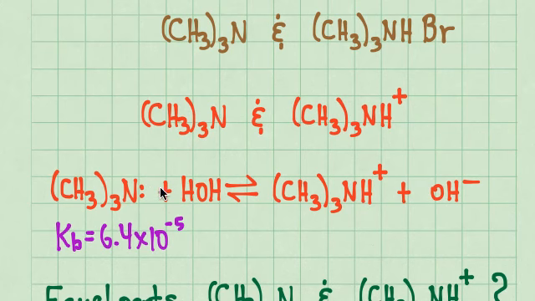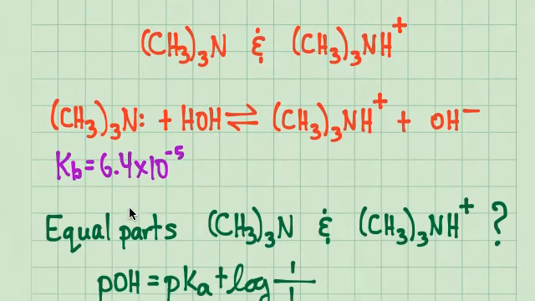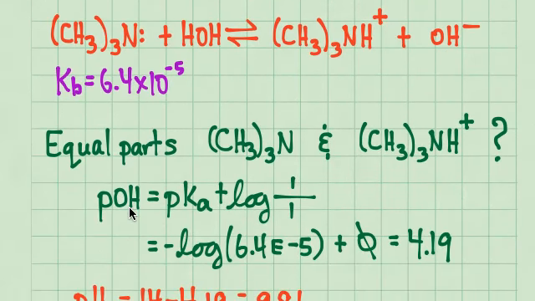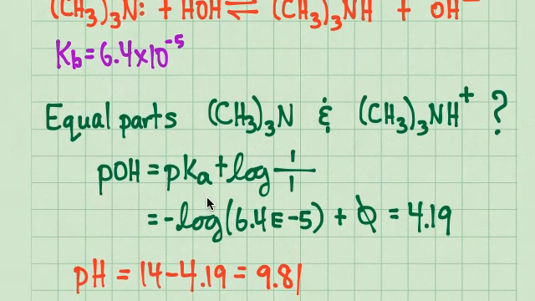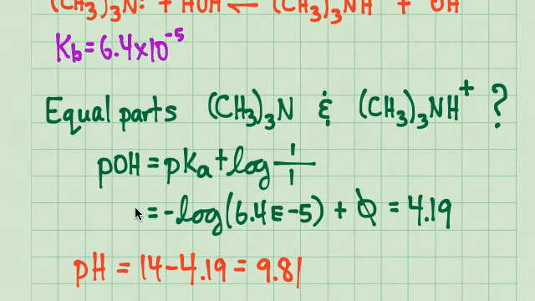Alright, and the weak base interacts with water to make hydroxide, and the conjugate acid. I have the Kb for this base, looked it up in a table somewhere. And so if I had equal parts of the trimethylamine and trimethylammonium, then that ratio would be 1, and the pOH equals the pKb, and lo and behold, yeah, that same story.